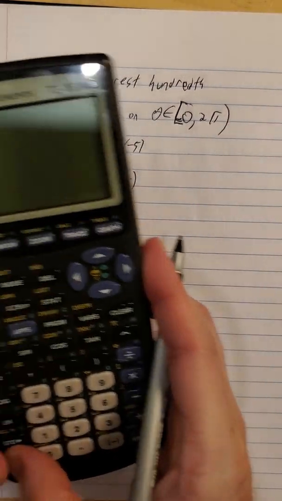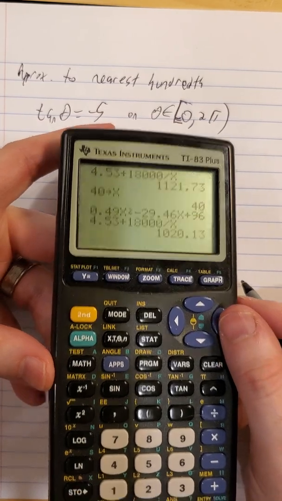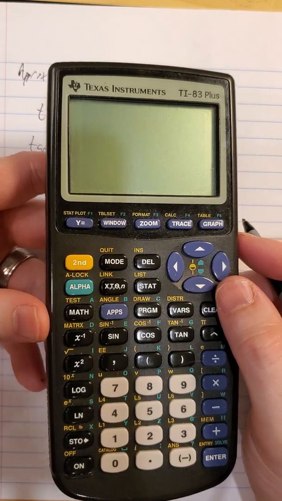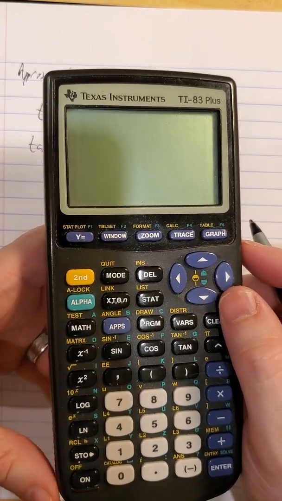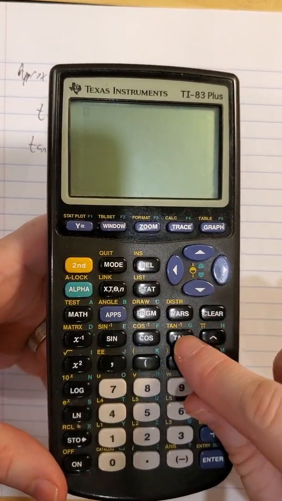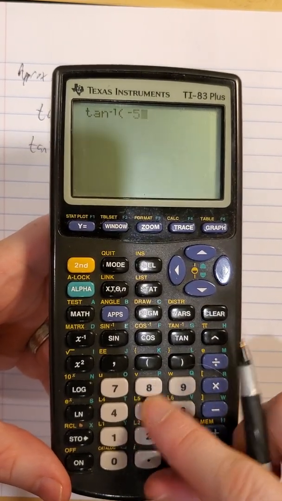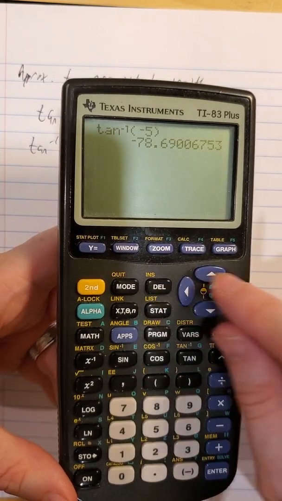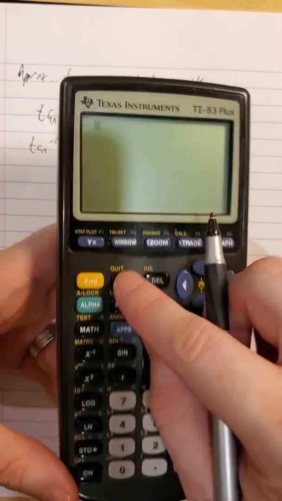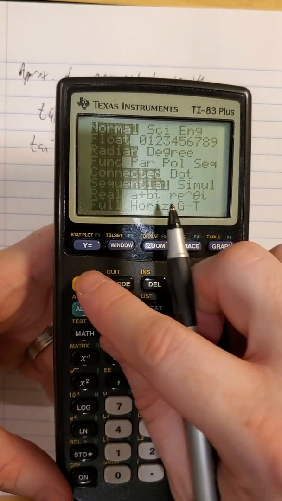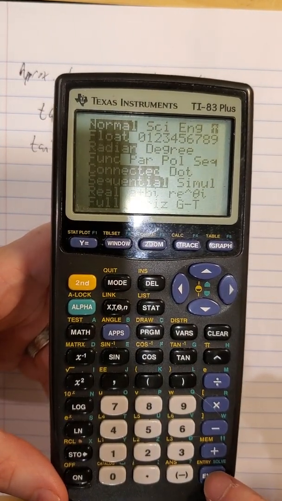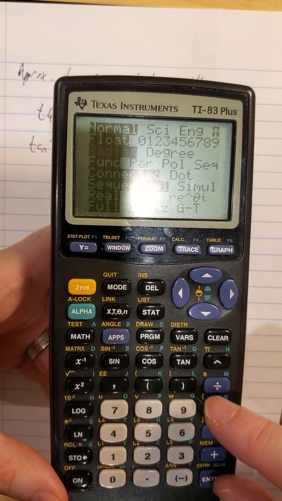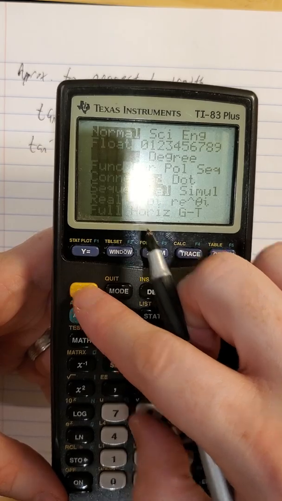And again, they wanted a decimal approximation. I'll try to keep this roughly at an angle that you can see the screen fairly well without glare or shadow. Not always a super easy feat. So second and arctangent, and we're asking about -5. Close it in, and my apologies, I'm in the wrong mode. We want radians. We'll go back to the original, second, quit.